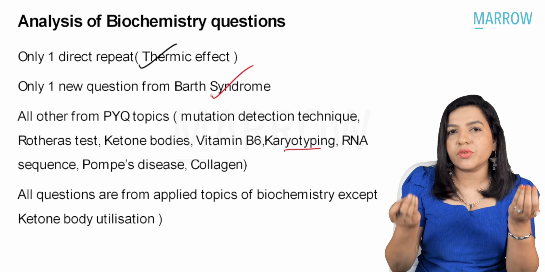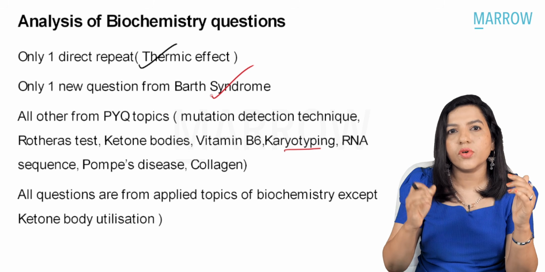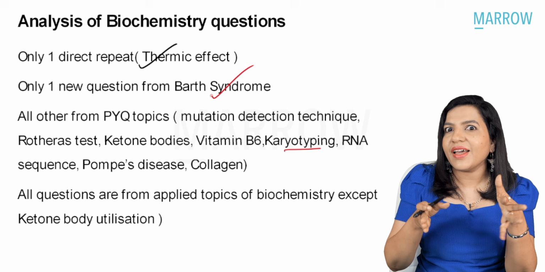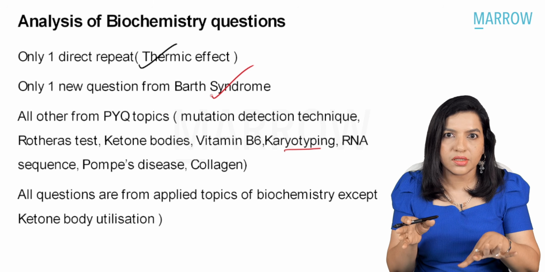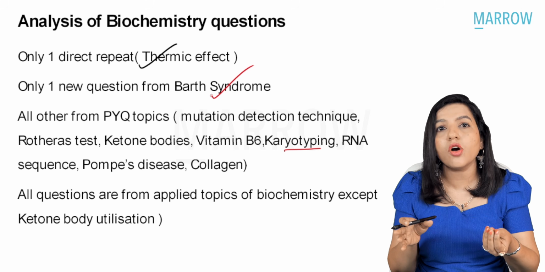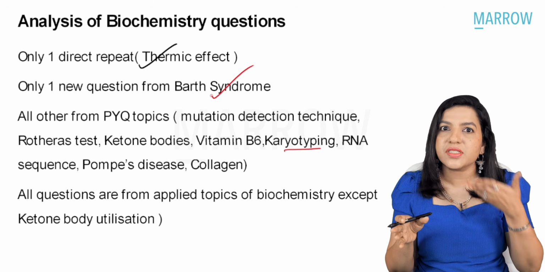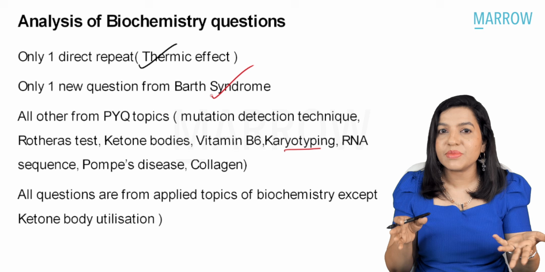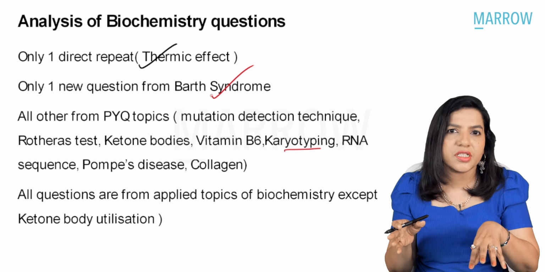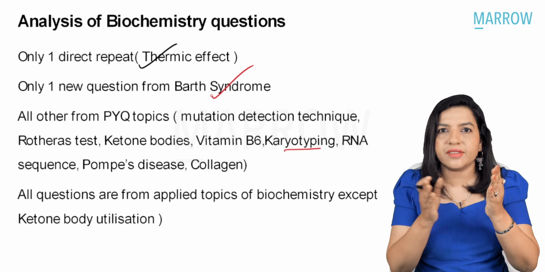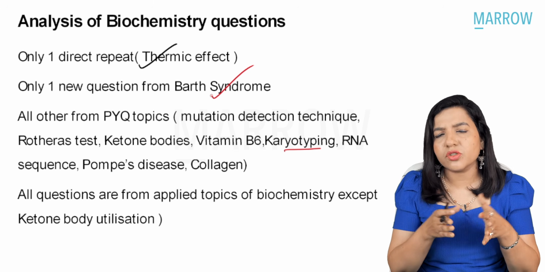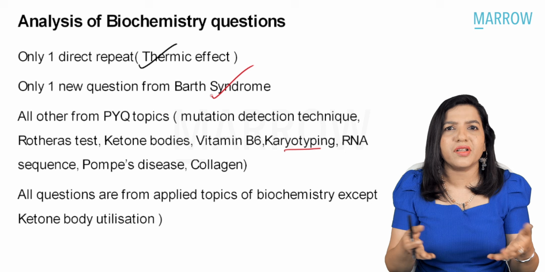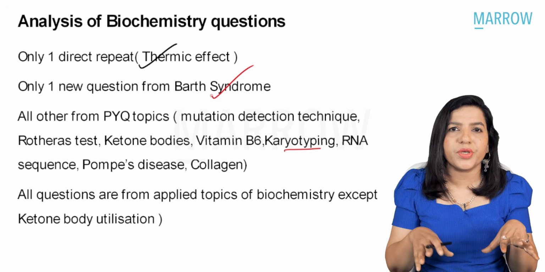Then RNA sequence. The sequence of DNA is given, and what is the RNA sequence? I haven't seen this question in INI-CET in the last 5 years, but it is a very commonly asked question in previous All India exams and AIIMS exams. This is a very important topic that we should learn, that is, from the DNA sequence, how the RNA is formed. Then Pompe's disease, you all know, a glycogen storage disorder. I always say that's a very important topic.